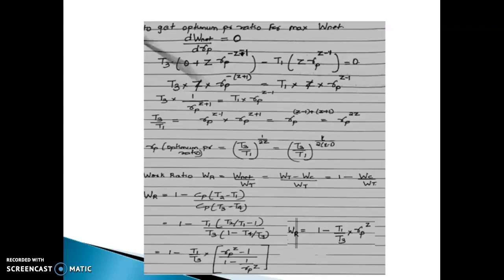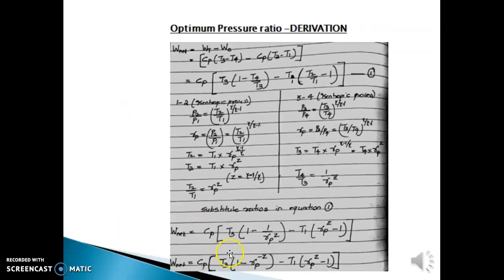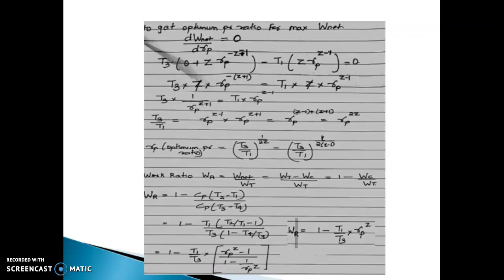So in order to get maximum W net, you have to differentiate equation 2 with respect to the pressure ratio and equate it to 0 to get maximum work. So dW net by dRp is equal to 0. The derivation is quite simple, which you can do for yourself. After the derivation, I'll get an expression for T3 by T1. The derivation steps are written here. You have to write the derivation in order to get a clear idea.